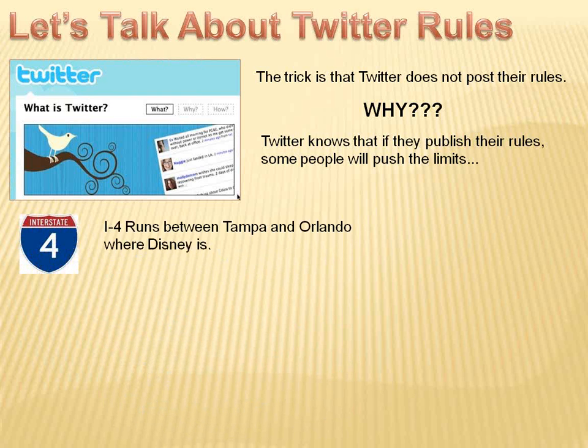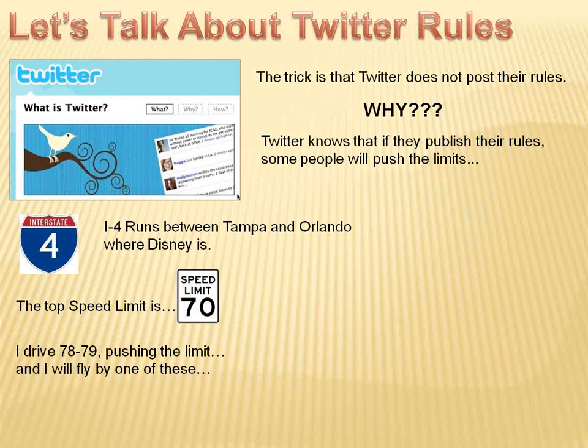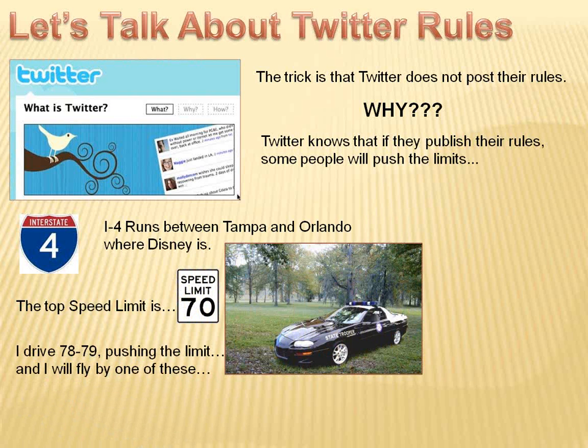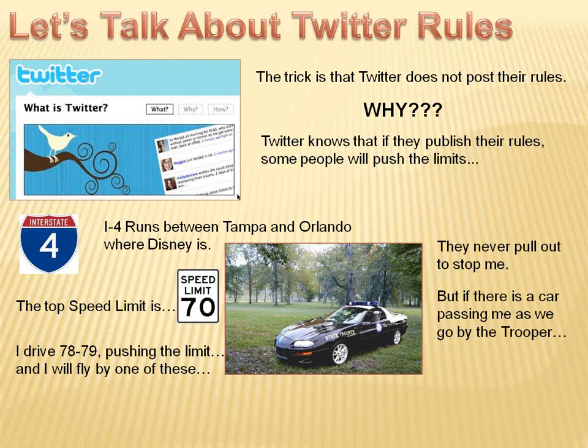I drive I-4 a bunch of times. I-4 runs between Tampa and Orlando, and that's where Disney is. And Kim and I love to spend an afternoon, have a lunch there, take a look at a couple things, come back home. Well, the top speed limit between where I am in Tampa and Orlando is 70 miles an hour. I typically drive 78 to 79, pushing the limit. And I'll fly by one of these troopers every now and then. And the funny thing, they never pull out to stop me.